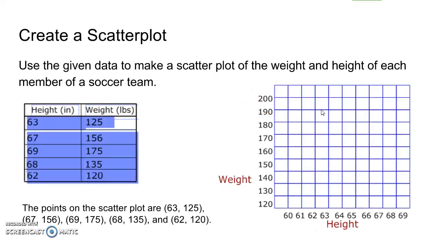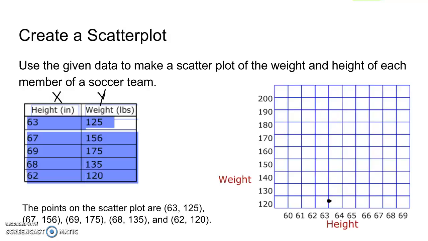All right. Last thing we need to cover is how to actually create a scatter plot. What you would do is take your data set. We have the height and we have the weight, and I see that they've labeled my axes for me, X and Y. And we just plot our ordered pairs. So we'd go over to 63, up to 125, and plot a point. We'd go over to 67 and up to 156.